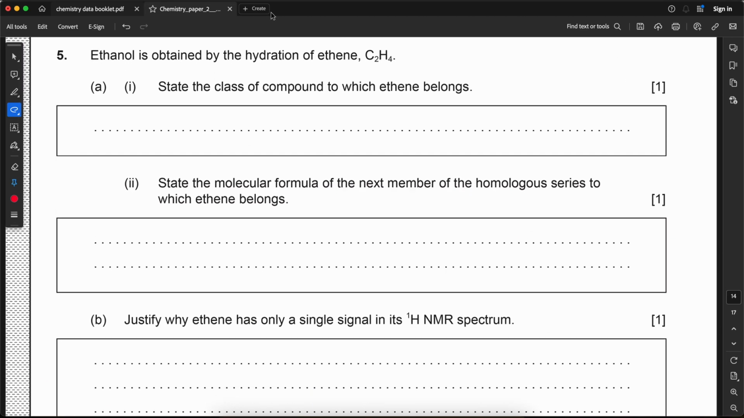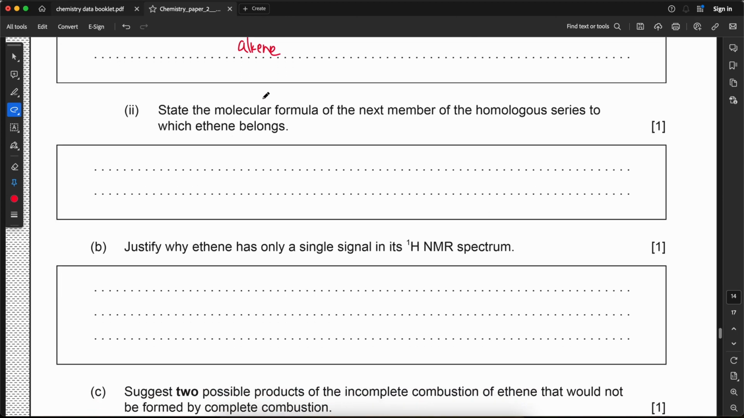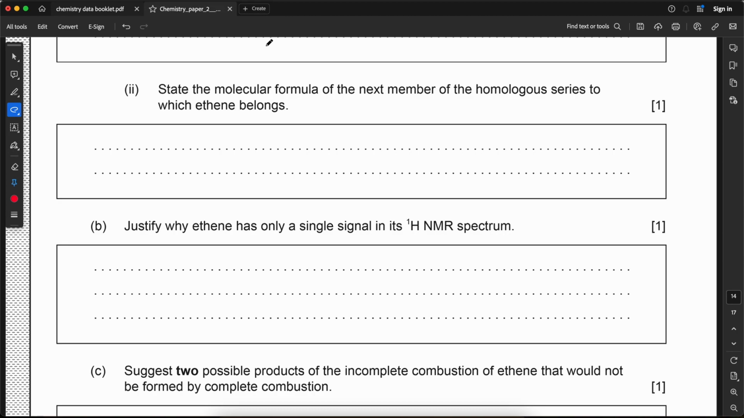Ethanol is obtained by the hydration of ethene. State the class of compound to which ethene belongs. Alkene. State the molecular formula of the next member of the homologous series to which ethene belongs. Homologous series always plus CH2. So C2H4 becomes C3H6 because you need to add CH2. That is the homologous series.